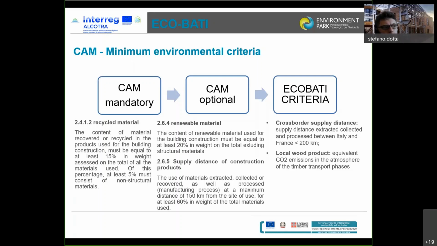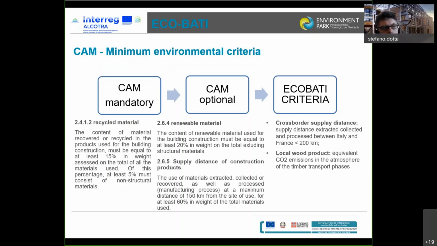One, for example, is on the quantity of renewable material, and the second, which was very important for our project, is about the supply distance of construction products. This optional criterion gives the possibility for the public authority to ask that the materials and products used in the construction work be extracted, collected, or recovered, as well as processed, at a maximum distance of 150 kilometers from the site of use, for at least 60% in weight of the total material used.